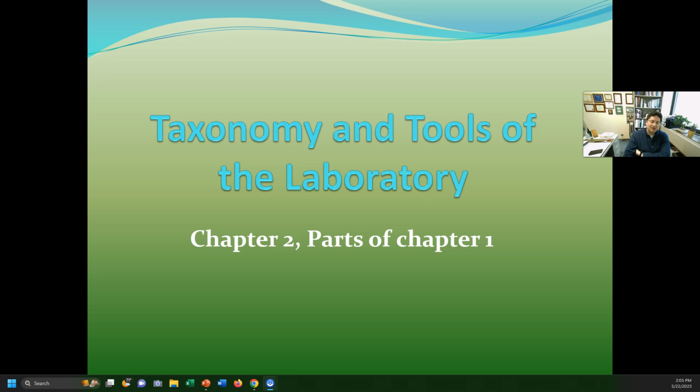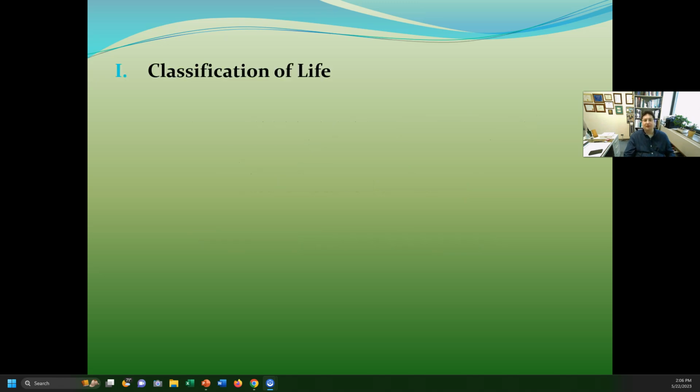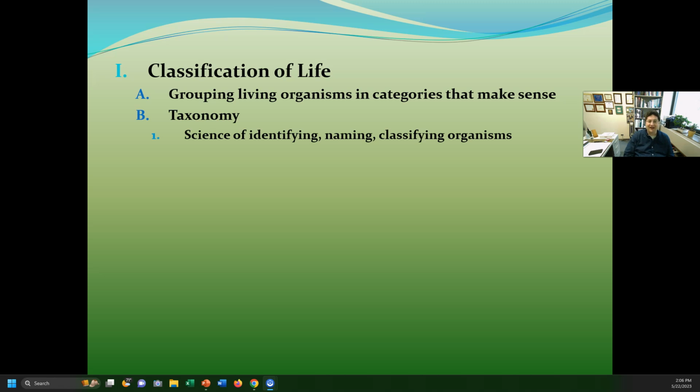So, in chapter 1, we talked about macromolecules of life and chemistry of life and what it is to be a cell and what microbes are. Now, how do we categorize and classify life on Earth? Well, classification refers to grouping living organisms in categories that make sense. So, we want to group living things in small groups that progressively get larger in a way that we can easily understand and study them. This is what's known as taxonomy.